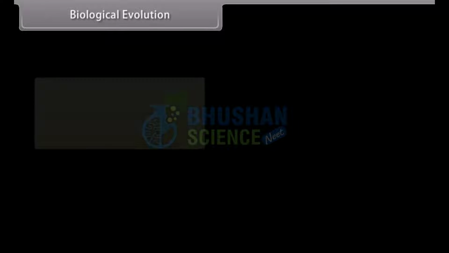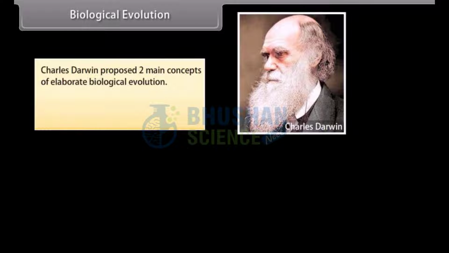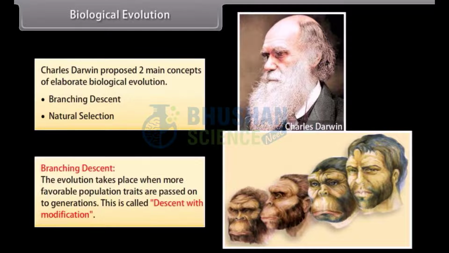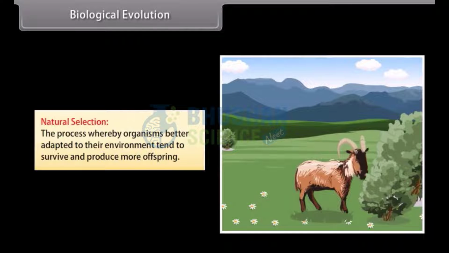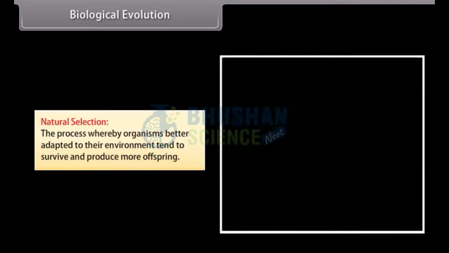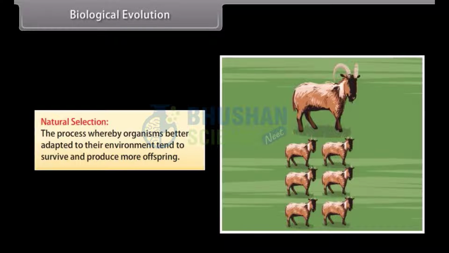Biological evolution. Charles Darwin proposed two main concepts of biological evolution. 1. Branching descent. 2. Natural selection. Branching descent. The evolution takes place when more favorable population traits are passed on to generation. This is called descent with modification. Natural selection. The process whereby organisms better adapted to their environment tend to survive and produce more offspring.